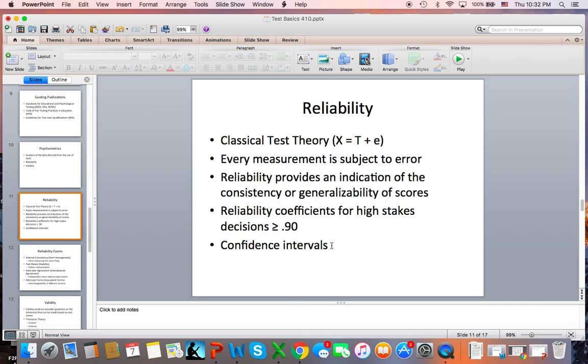And next week we're going to work with how to use some of our data to calculate reliability coefficients and to construct confidence intervals around some data derived through the use of curriculum-based measurement.